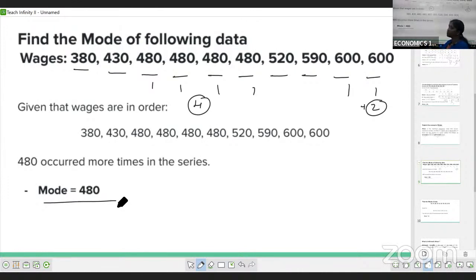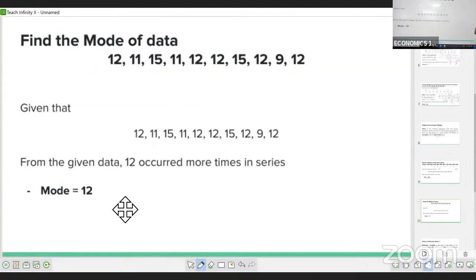Okay, so simple, no? No formula, nothing. Just check the data, and in that given data, whichever number is repeating more times, that number is the mode. Next, we have one more example. Find the mode of the data. They gave the data 12, 11, 15, 11, 12, 12, 15, 12, 9, 12.